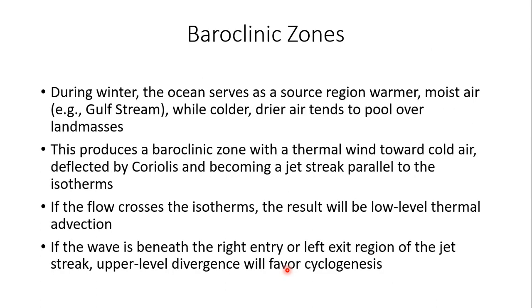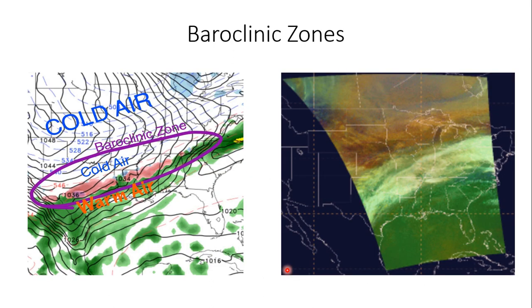Baroclinic zones are a very important area to look for the development of low pressure systems. We talked about the favorable locations of baroclinic zones. These zones have sharp thermal contrasts from one side to the other. And then I showed an example here on the left of what it would look like on a 1,000 to 500 millibar thickness chart where we have very cold air being separated by this stationary frontal boundary, cold air to the north, warm air to the south. The wave of low pressure is generally going to develop in this zone.